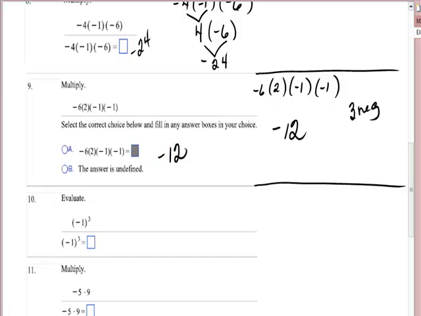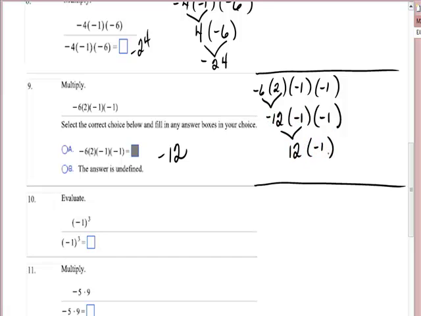I could have done it the longer way. Negative 6 times positive 2 gives me negative 12. Keep on going. Negative times negative is positive, and it's going to be positive 12 times negative 1. Positive times negative gives me negative. 12 times 1 is 12. So either way I think of it, I get a negative 12.